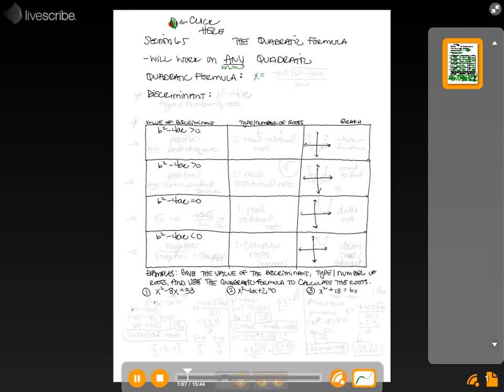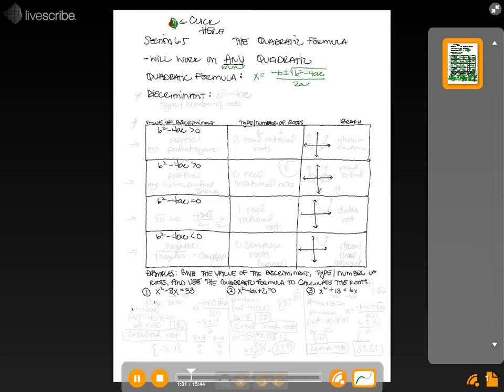The quadratic formula is x equals negative b plus or minus the square root of b squared minus 4ac, over 2a. Again, it's x equals negative b plus or minus the square root of b squared minus 4ac, over 2a. Have that memorized. You're going to need to know it.